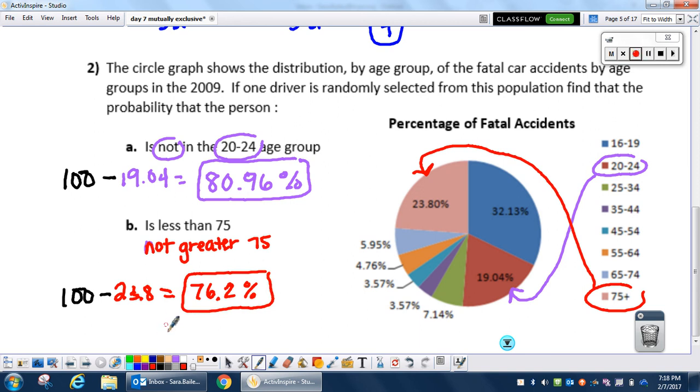You can see here that the 16 to 19 age group is the largest. So please make sure you're driving safe. Better safe than sorry, as Miss Bailey likes to say. Alright, so that was the complement.